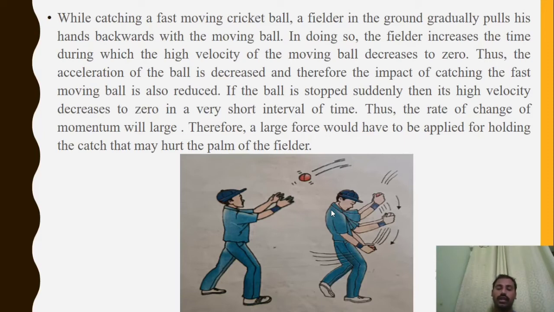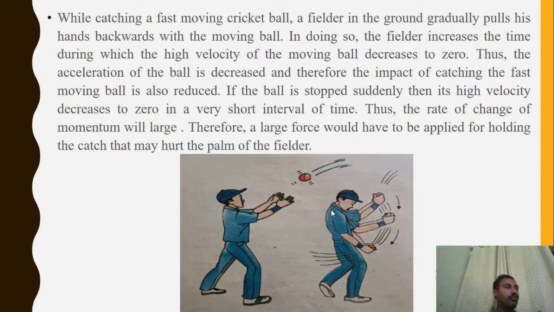In order to reduce that, in order to stop this, the fielder has to lower his hand downwards while catching a ball. By doing so, he will gradually decrease the speed or the velocity of the ball, so he can catch the ball very easily without causing any injury to his hand or without the ball slipping from his hands.